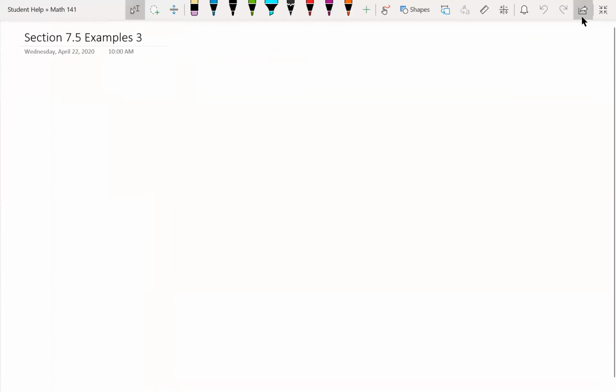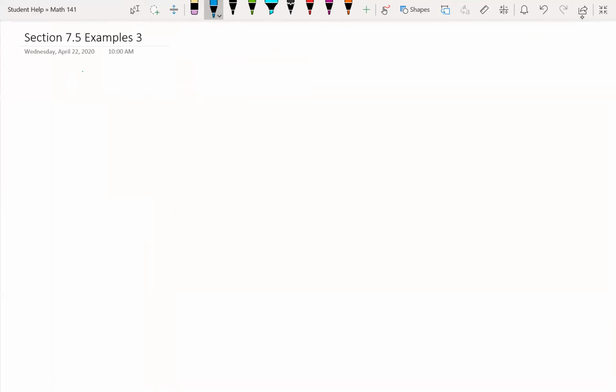This is the second part of section 7.5, example problems. We are solving trigonometric equations, and in the examples we've been finding solutions in both radians and in degrees. So this is problem number 6.